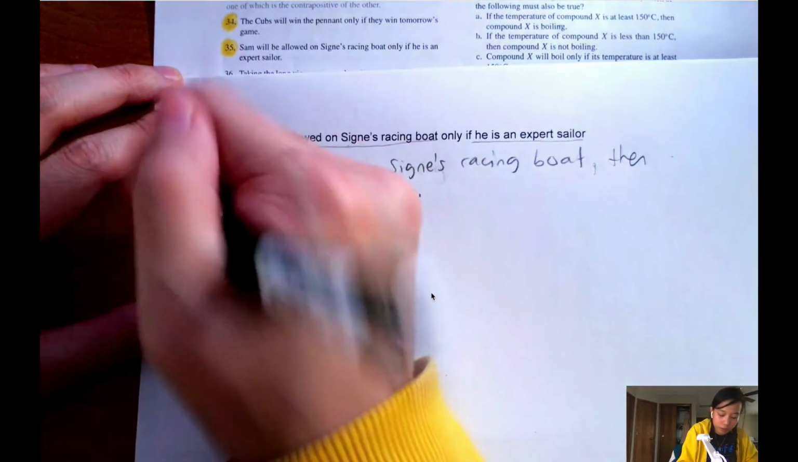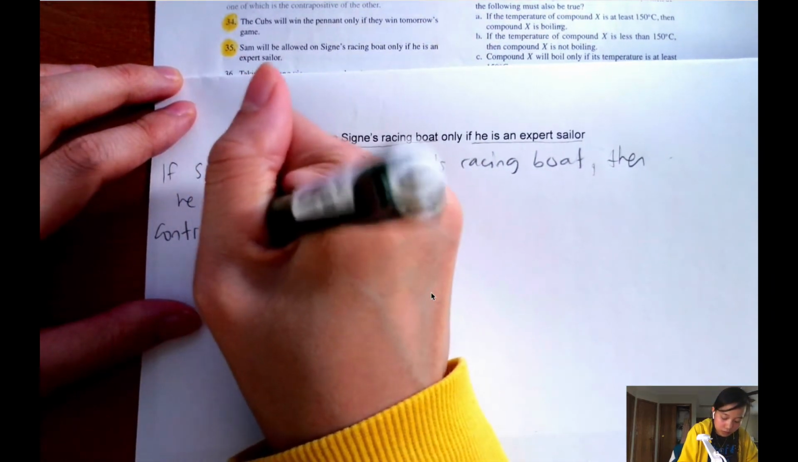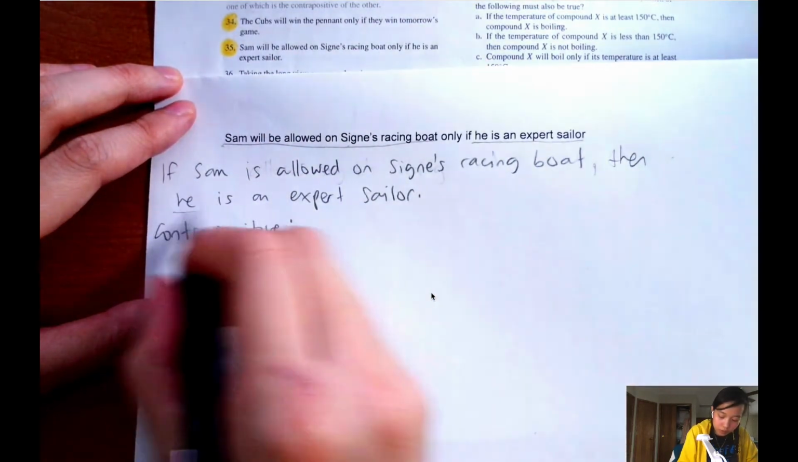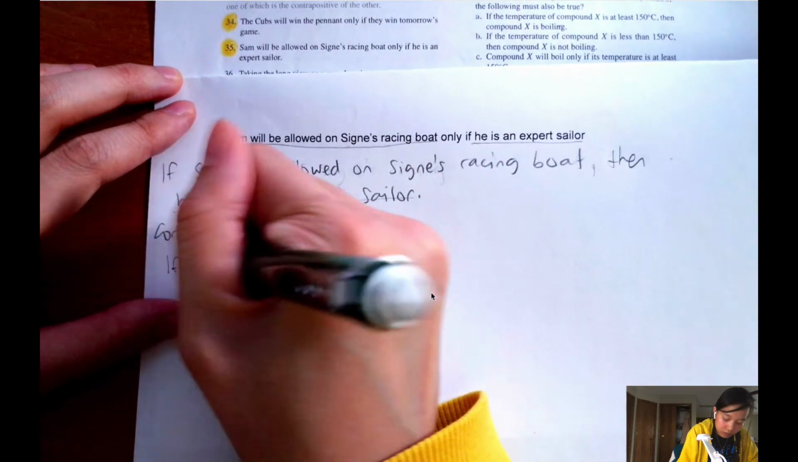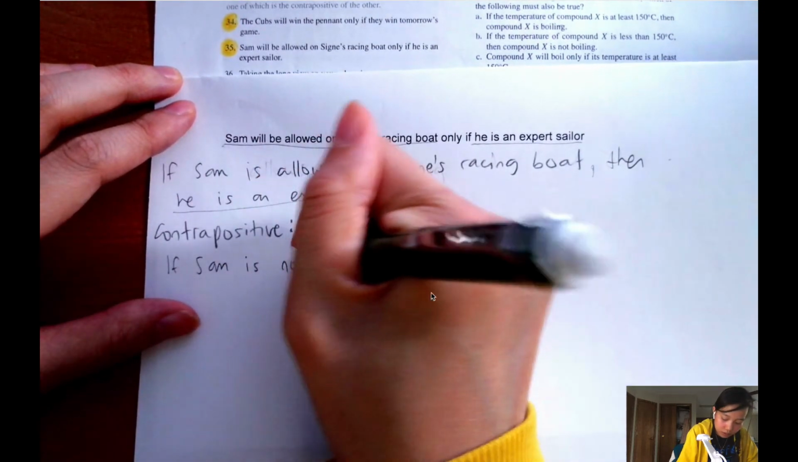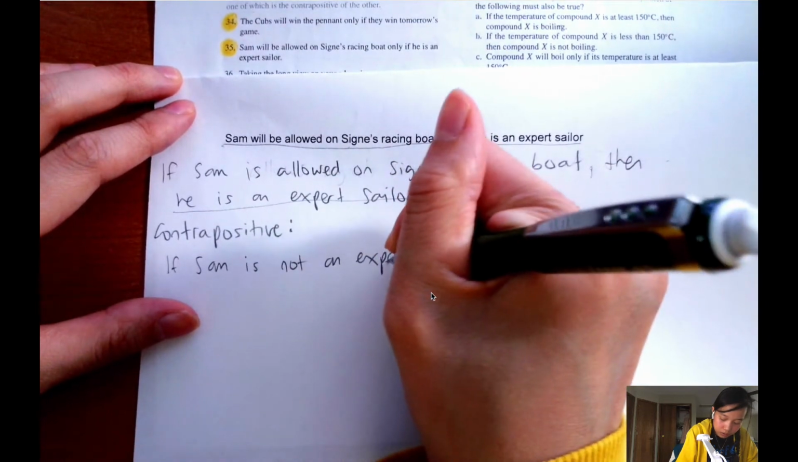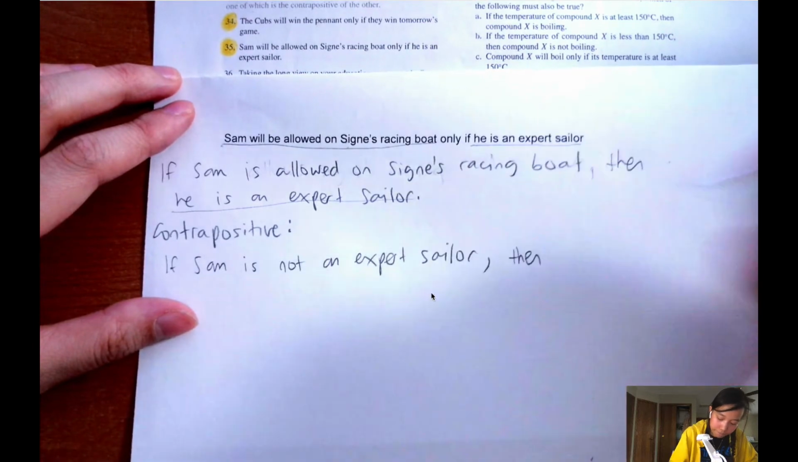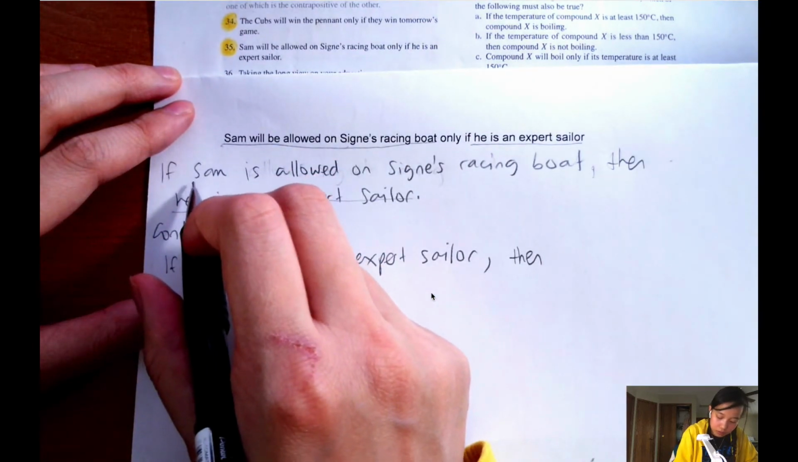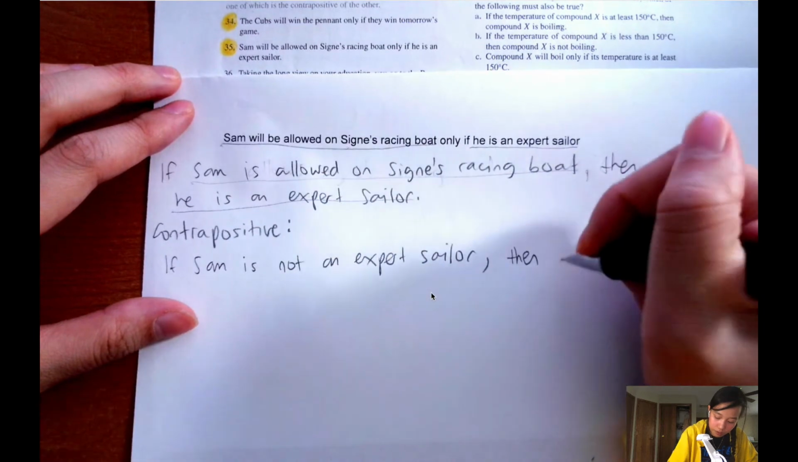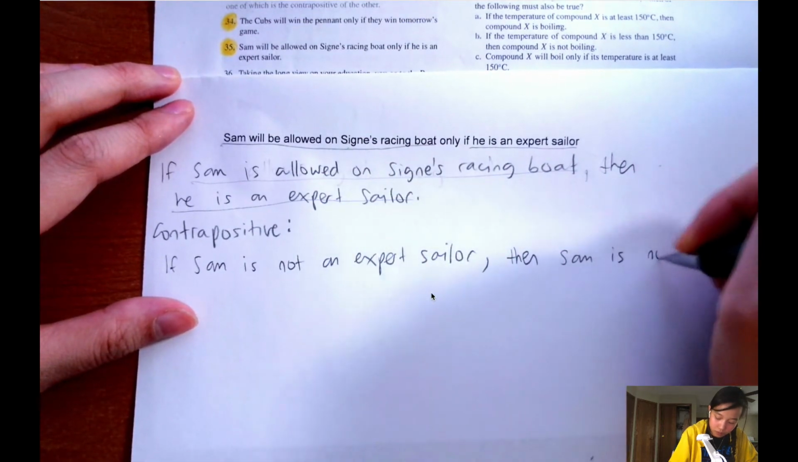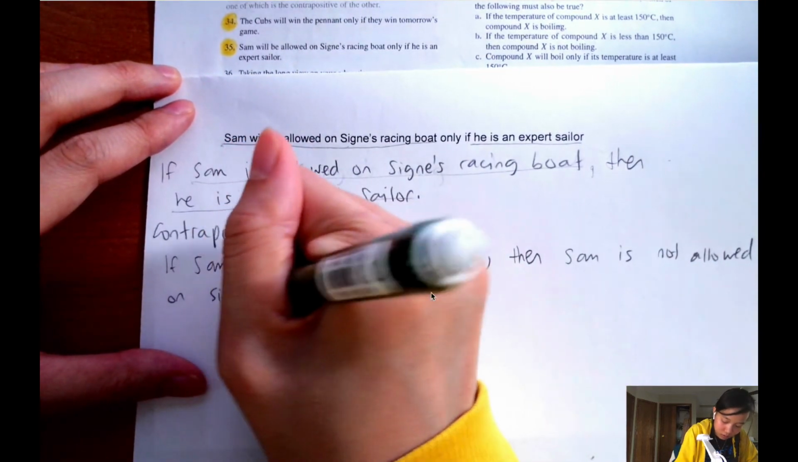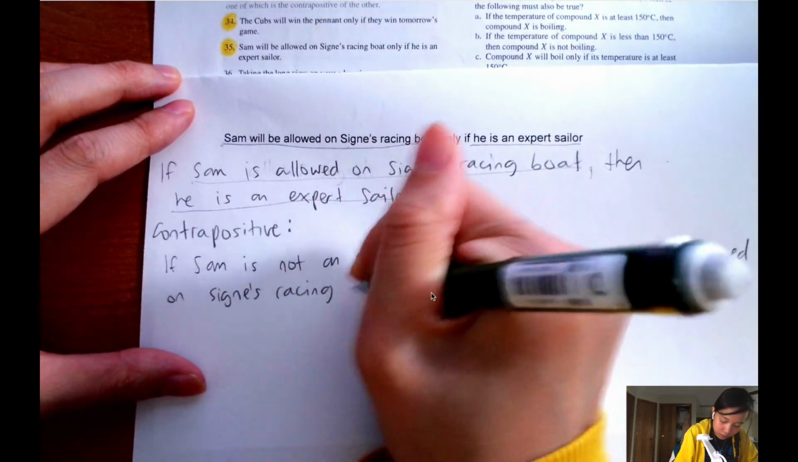And if we want to take the contrapositive of that if-then statement, then we would take the negation of the then part, which is if Sam is not an expert sailor, then Sam is not allowed on Sine's racing boat.